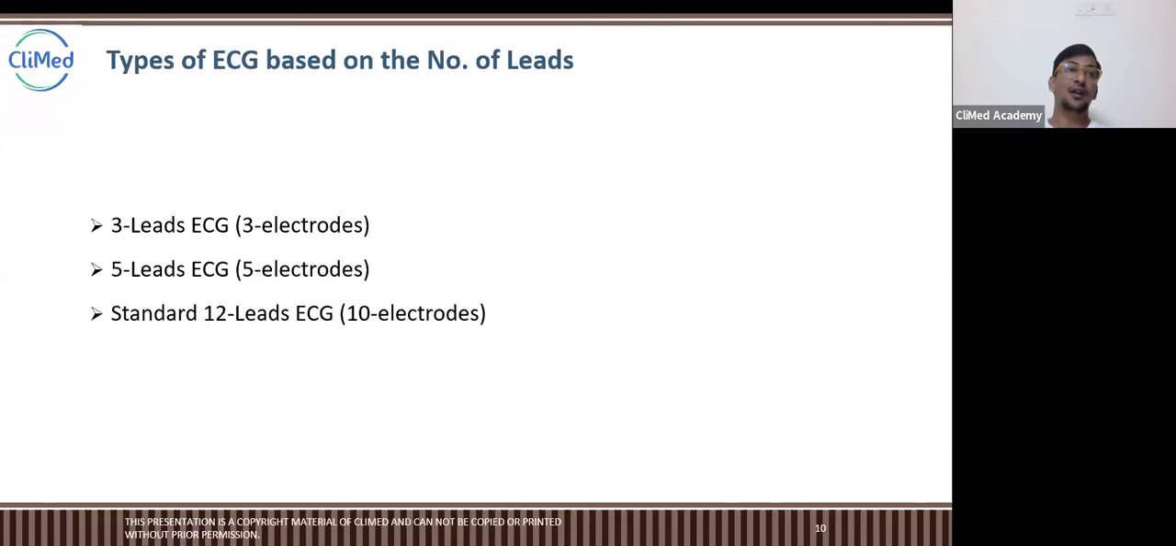So guys, remember one thing. When we talk about 3 leads ECG, there are 3 electrodes. Okay, so leads and electrodes are different. Can someone tell me what is the difference between lead and electrodes? What is the lead and what is the electrode? What is the difference between electrodes and leads? Can someone tell me?